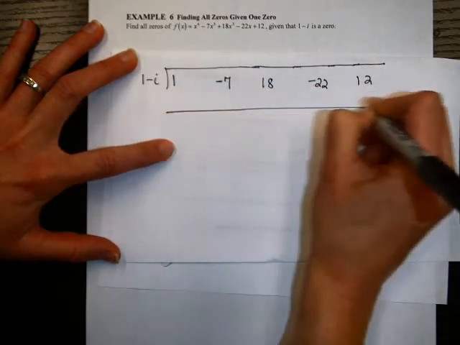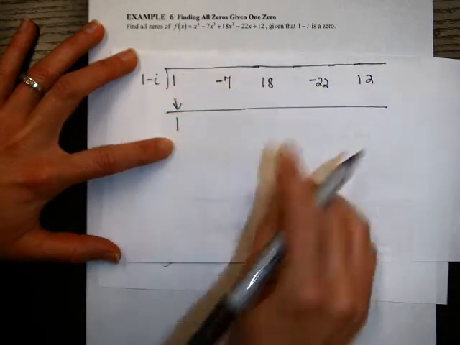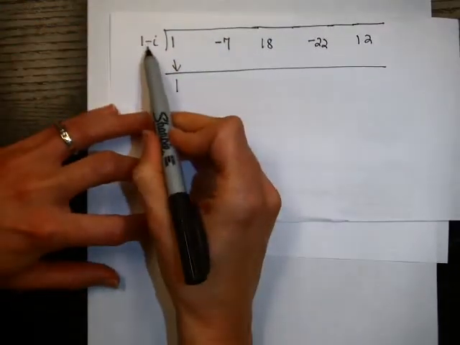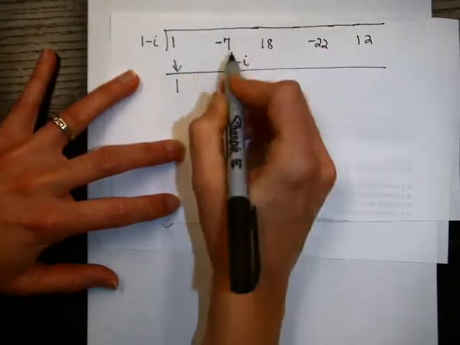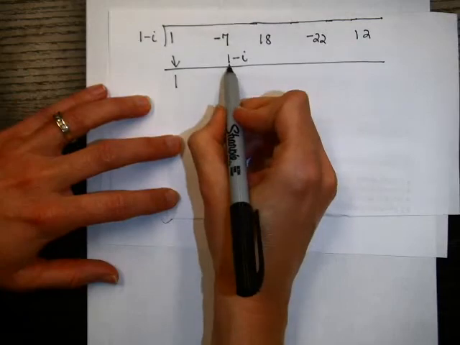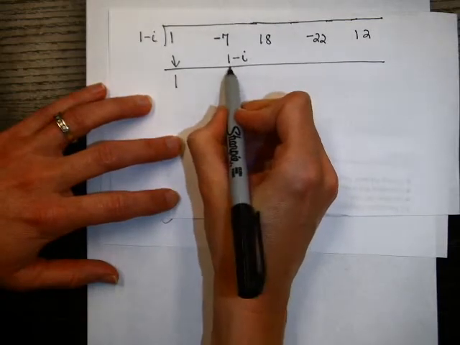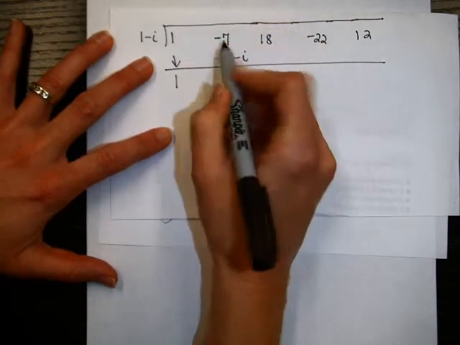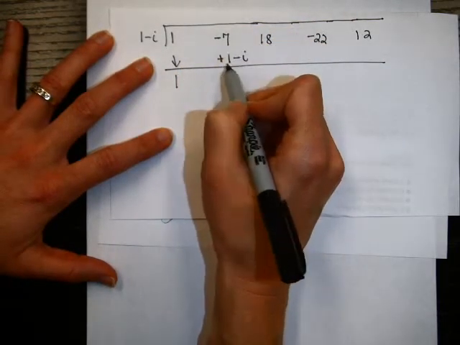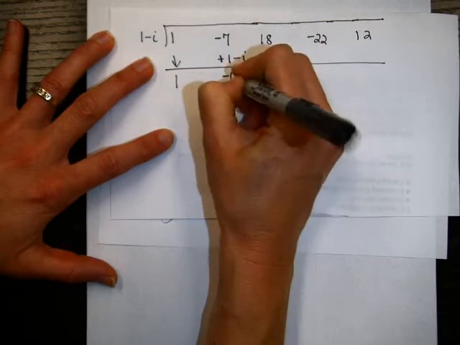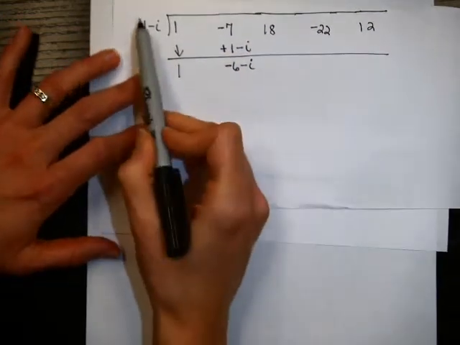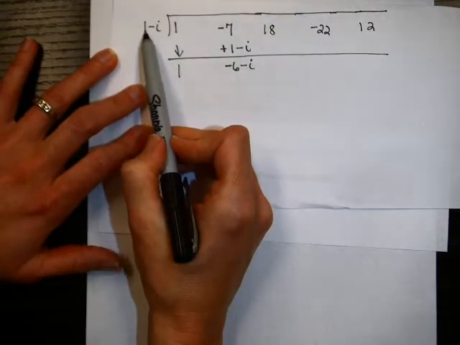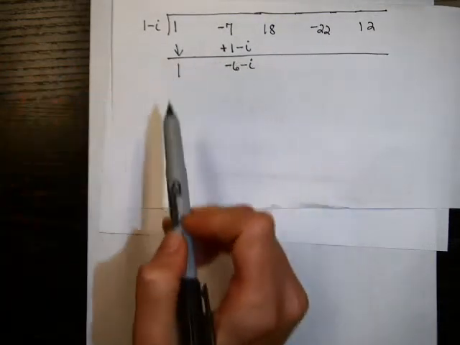We're going to bring down the first number. I'm going to multiply 1 minus I times 1, which is 1 minus I. It is very important that you keep the real number parts lined up under each other, okay? Put the I part second here. I can combine the real number parts: negative 7 plus 1 gives me negative 6, and bring down minus I. Now I need to multiply 1 minus I times negative 6 minus I.